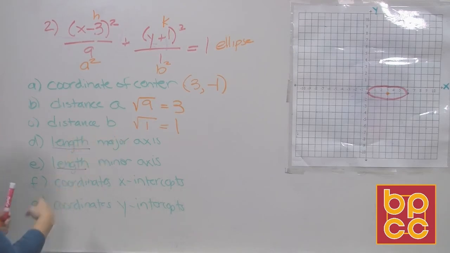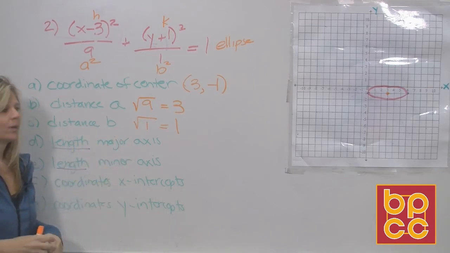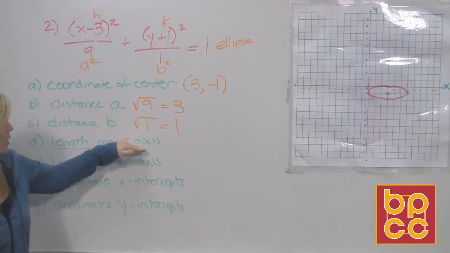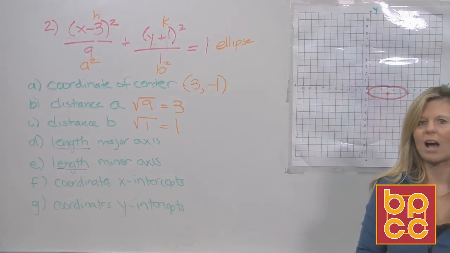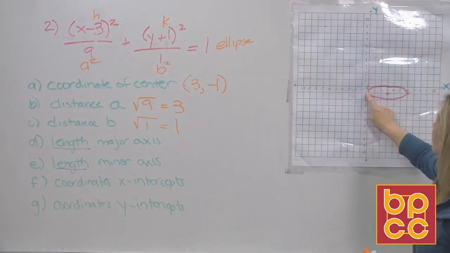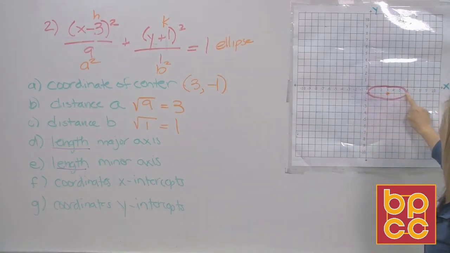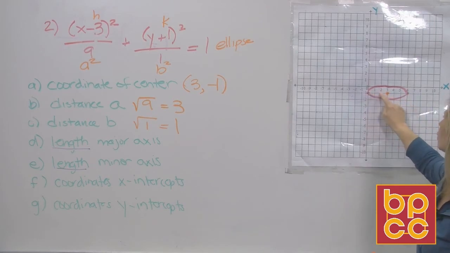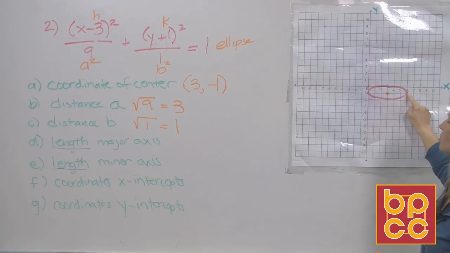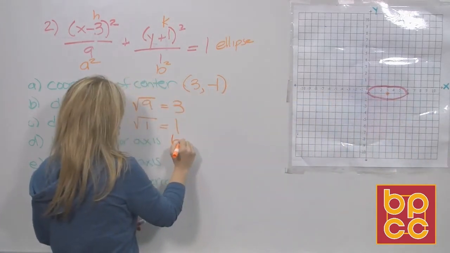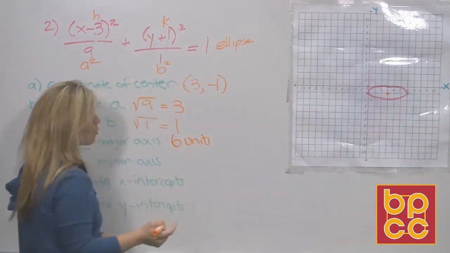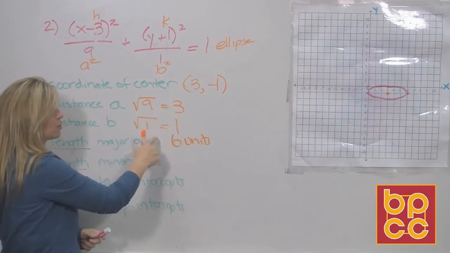Now we're going to step back and answer our questions. First question is length of major axis. Major means the longest. What's the longest distance we're traveling in this ellipse? Well, it's from here all the way to here. We don't need the distance formula. We can count. 1, 2, 3, 4, 5, 6. So we would say the length of the major axis is 6 units. And you're right, it's double the bigger distance, 3.